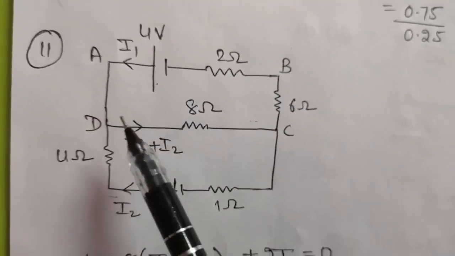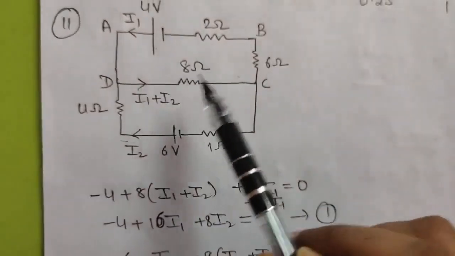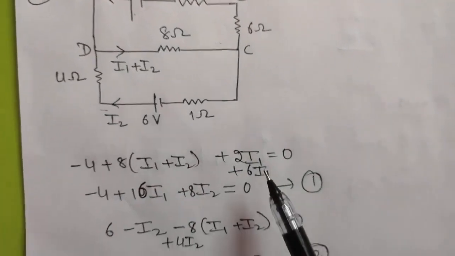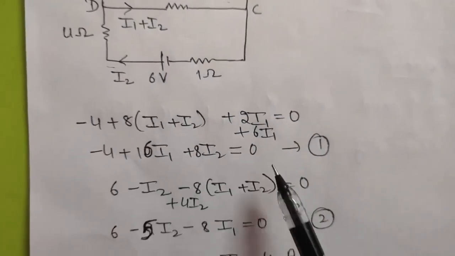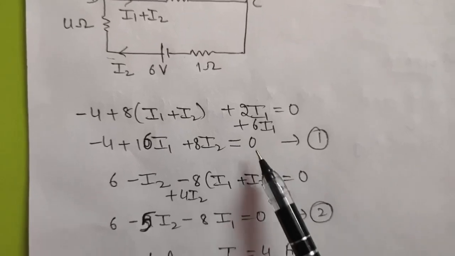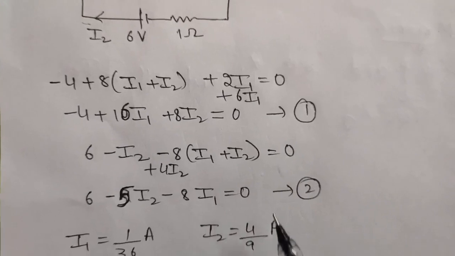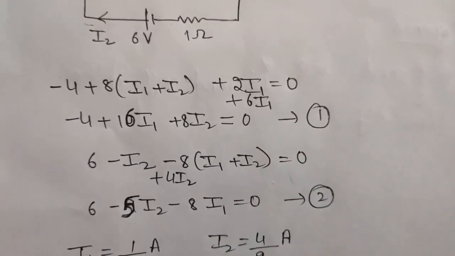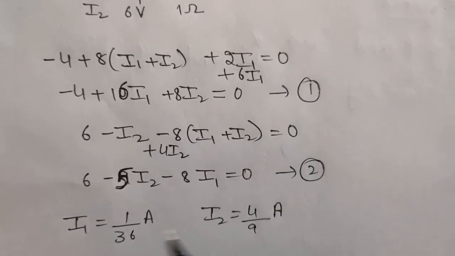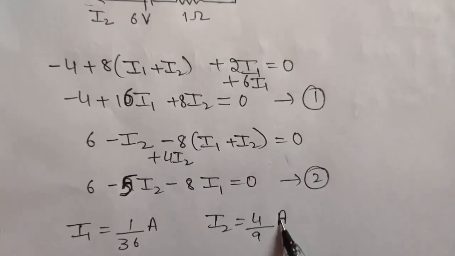So here I1 plus I2 will go. Now what I have done, I have just chosen these two circuits and I have made the Kirchhoff's law equation. So you can also use them and you can make two equations. From these two equations, you can calculate the value of I1 and I2. So try to make the equations yourself and then check if you have made them correct or not. Okay. So I1 and I2 will come to be 1 by 36 ampere and 4 by 9 ampere.